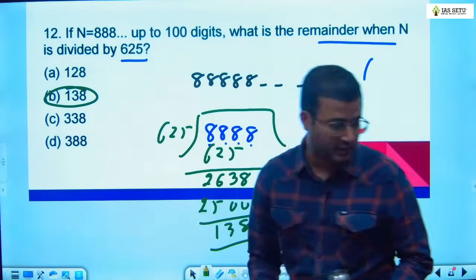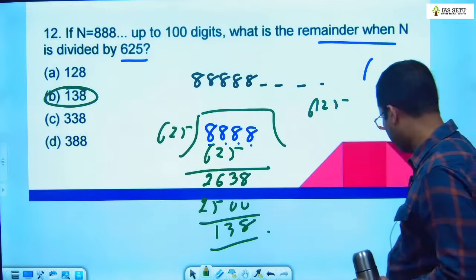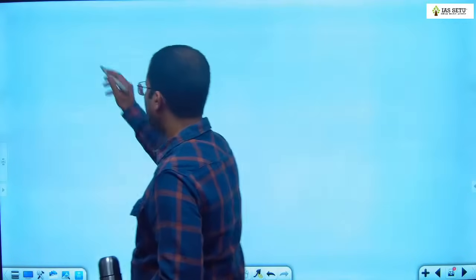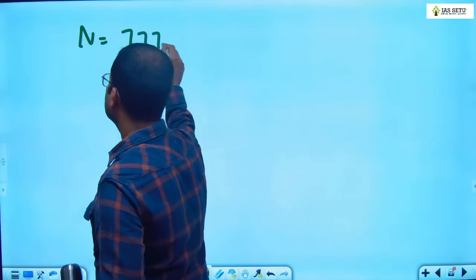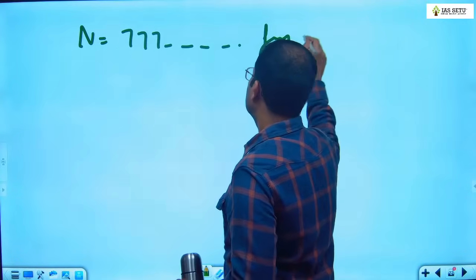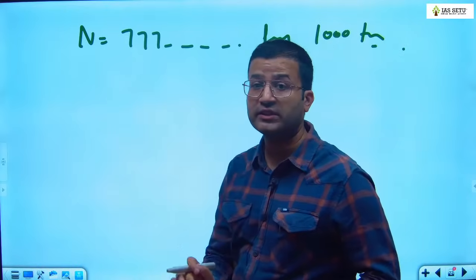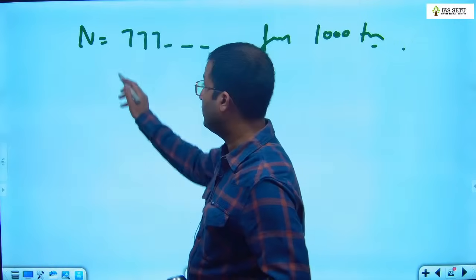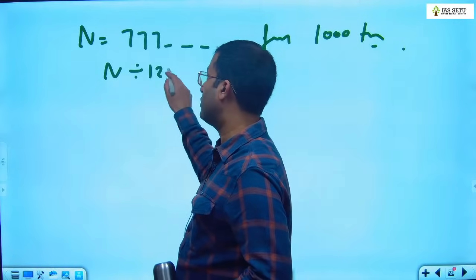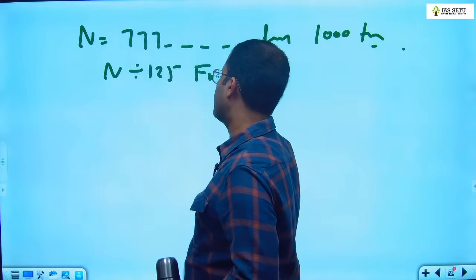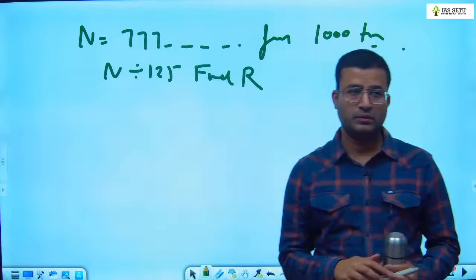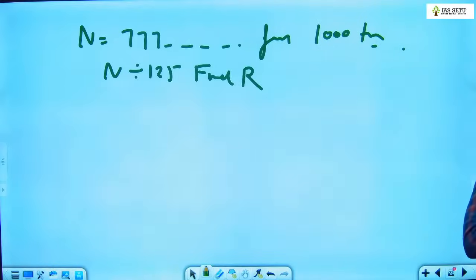I ask you a question. There is a number n having 777 for 1000 times. 777 1000 बार यूज है. If this n is divided by 125, find remainder. Can we find remainder? Yes.